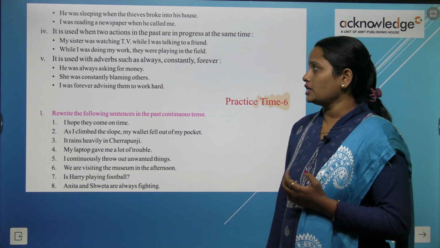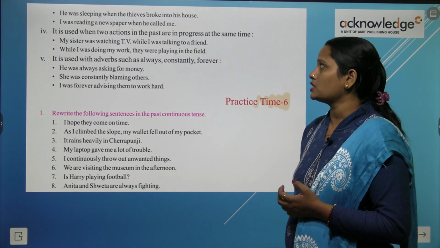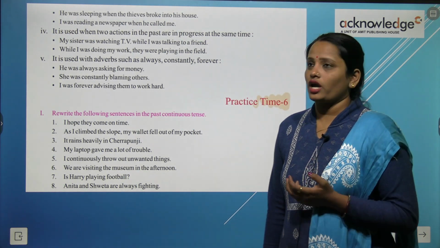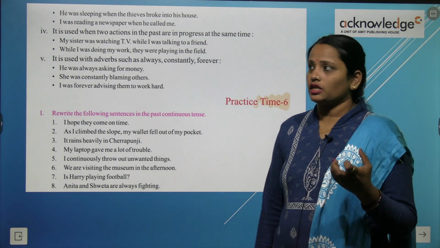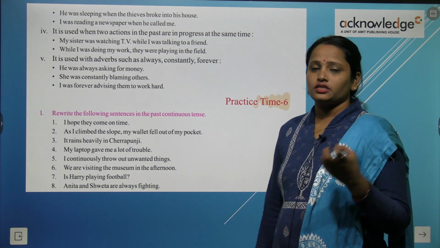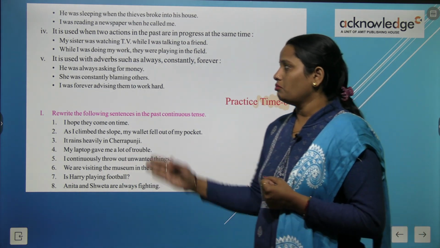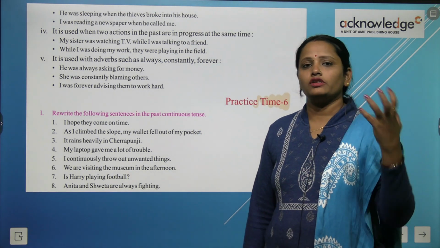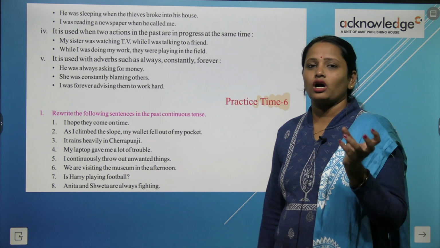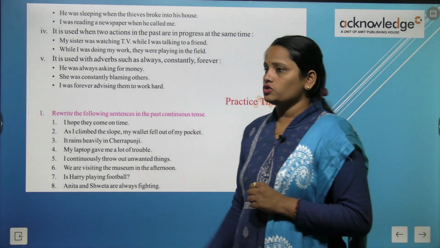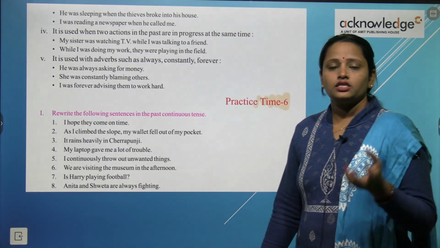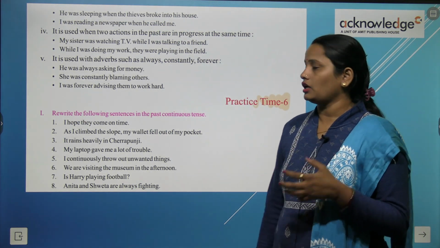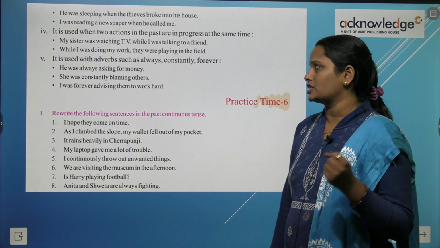Now the next point is it is used when two actions in the past are in progress at the same time. So ये बताता है ऐसे दो actions के बारे में जो past में थे और एक साथ चल रहे थे एक ही टाइम पे. My sister was watching TV while I was there talking to my friend. So sister TV देख रही थी, मैं अपने फ्रेंड से बात कर रही थी, तो दो काम एक साथ चल रहे थे. While I was doing my work, they were playing in the field. जब मैं अपना काम कर रही थी वो फील्ड में खेल रहे थे, तो दोनों काम एक साथ चल रहे थे.